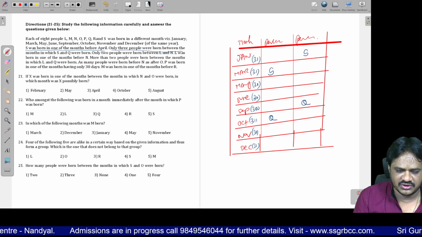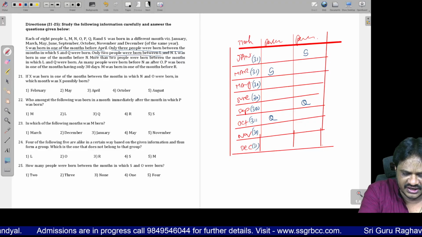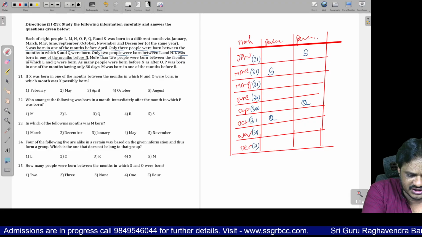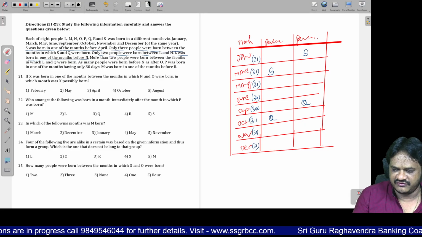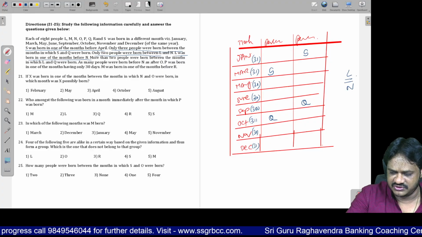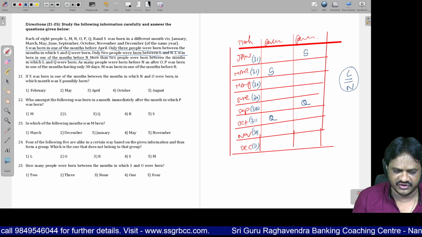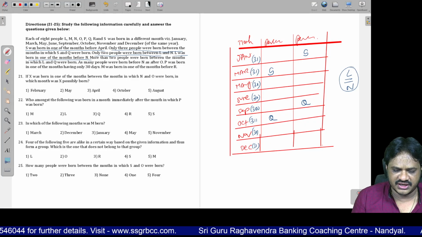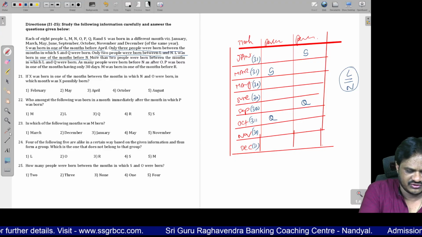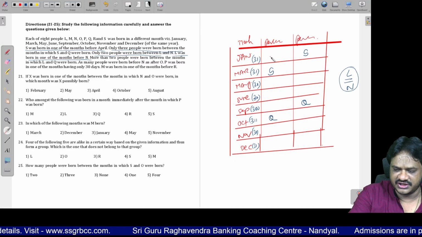Only 2 people are there in between L and N. L was born in the month before N. So between L and N, there are 2 people. L is born before N. And more than 2 people are there between L and Q.